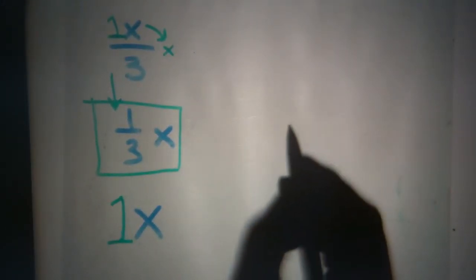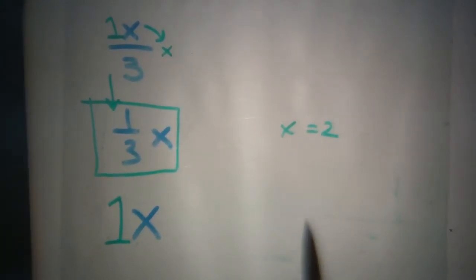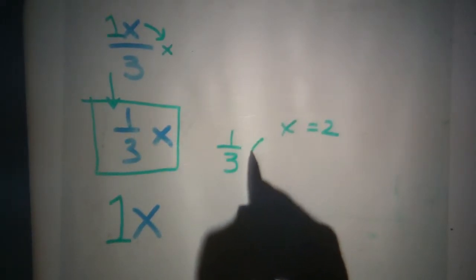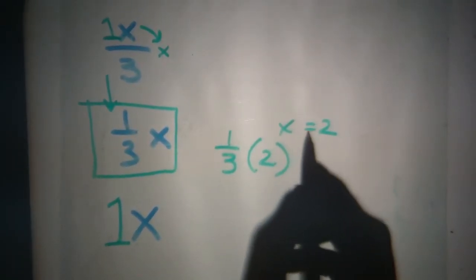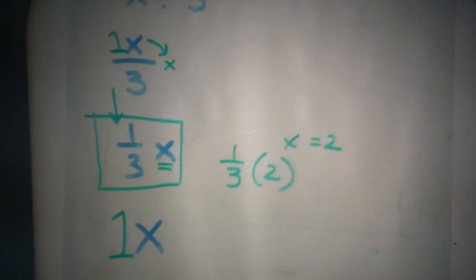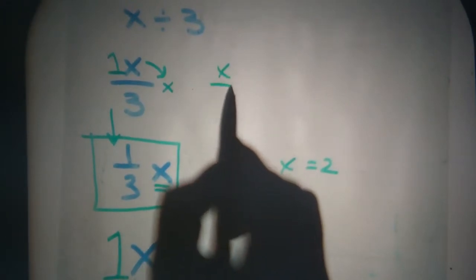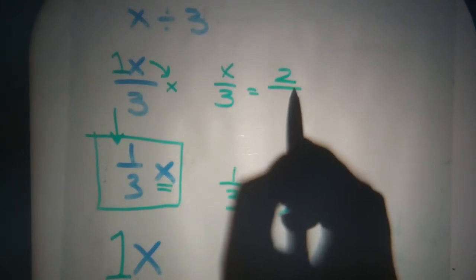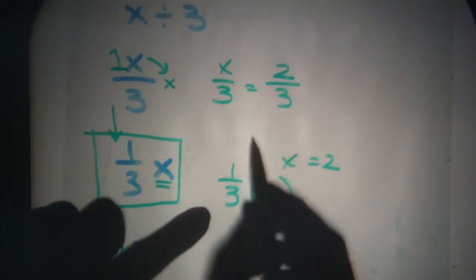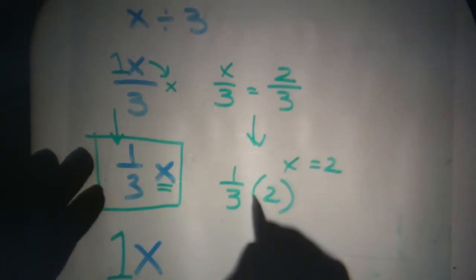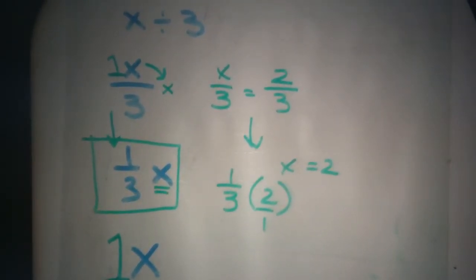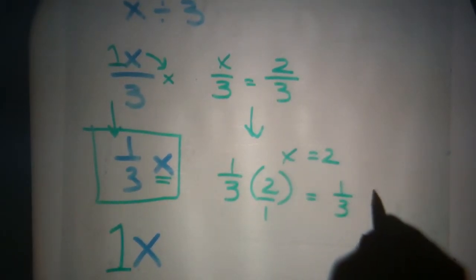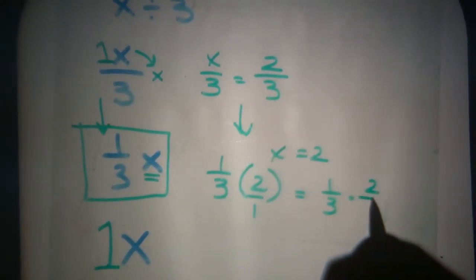If I were to say, for instance, x equals 2, here I would put 1/2, or 1/3, I'm sorry, times 2. That's x equaling 2. Right here, x over 3, if I change the x into a 2, I could say 2/3. Would that be the same as this? Let's see. Make the whole number, put a 1 underneath it to make it a fraction. At this point, I have 1/3 times 2/1.